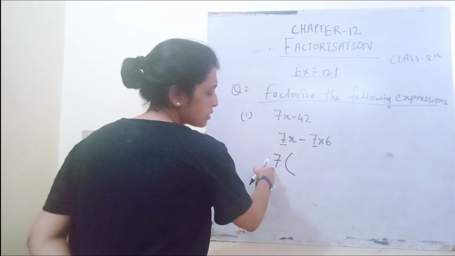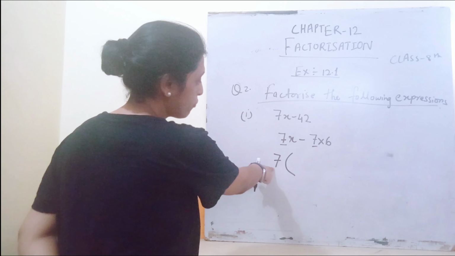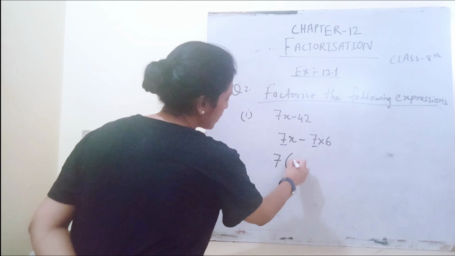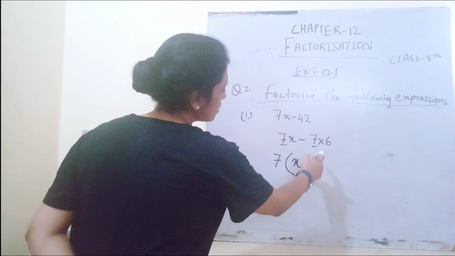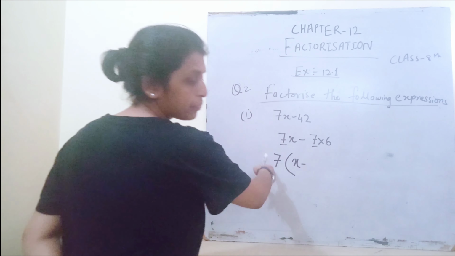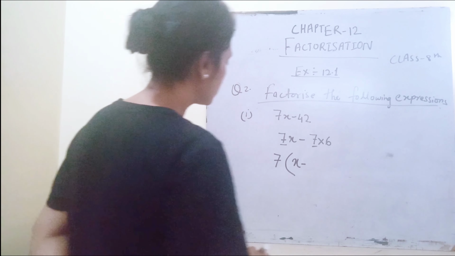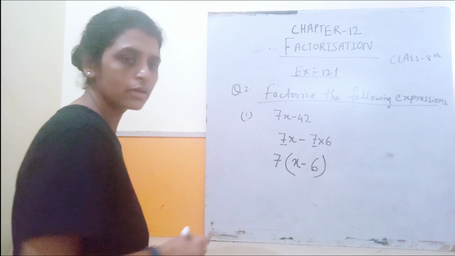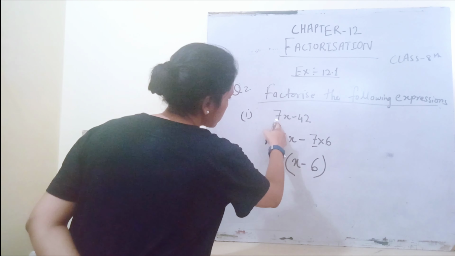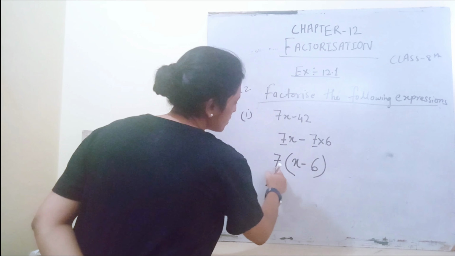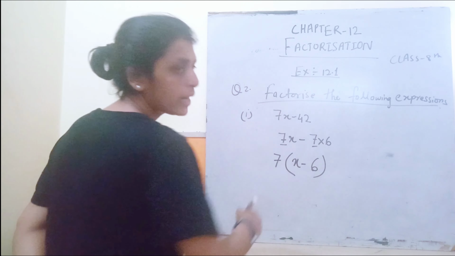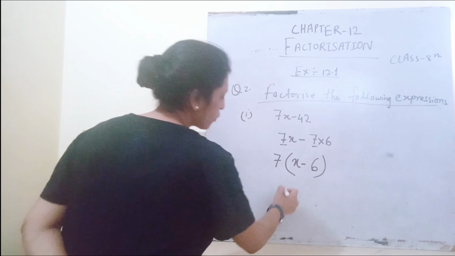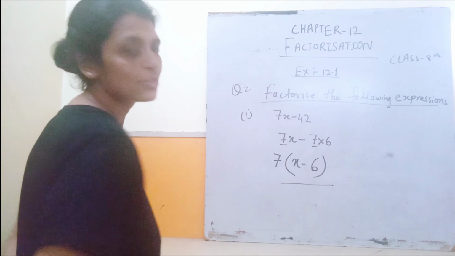Since this 7 is taken as a common factor, we are left with x in the first term minus, and this 7 is also taken as a common factor, so in the second term we are left with 6. So the factorization of 7x minus 42 is 7 multiplied by x minus 6. Okay, so this is the solution.